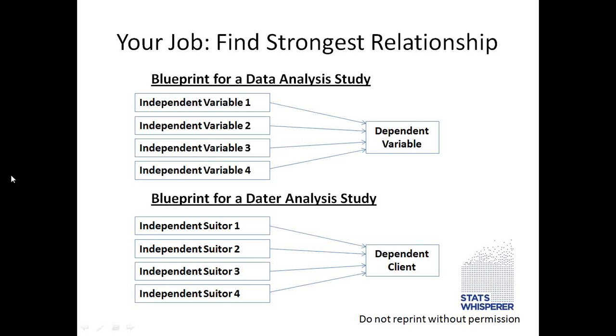At the same time, below we have the blueprint for the dating analysis study. We have our 4 suitors, so if that's Terry, Jordan, all those names, we have our suitors and we have our dependent client. The dependent client wants to know which of these people I have the strongest relationship with, so I should go out on a date. That's your analysis point for that.